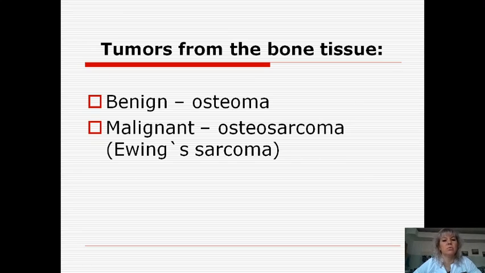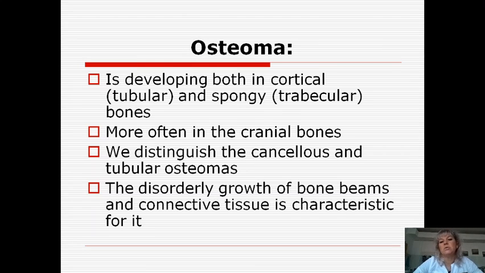Tumors from the bone tissue. Benign has the name osteoma, malignant osteosarcoma. Ewing sarcoma we see only in childhood. What about osteoma? It develops both in cortical, tubular, and spongy trabecular bones, more often in the cranial bones.